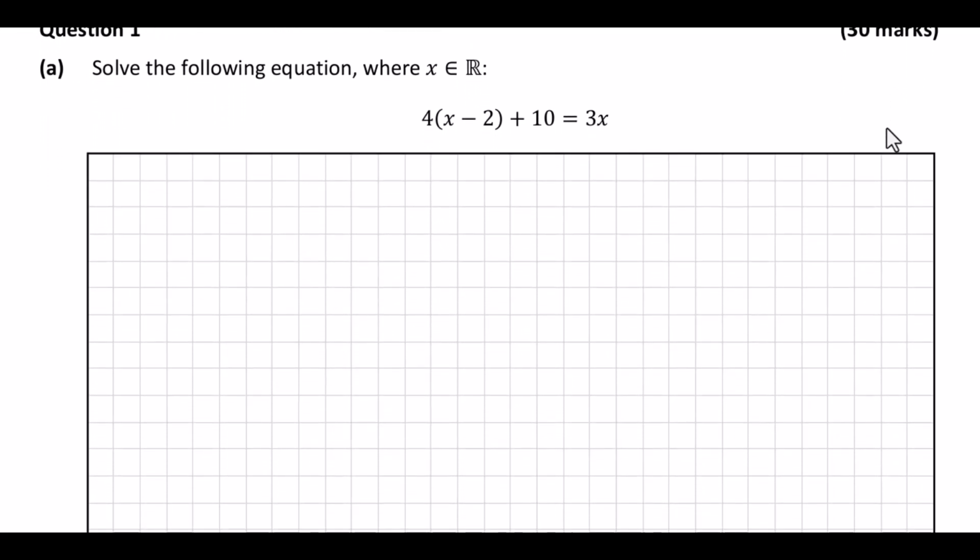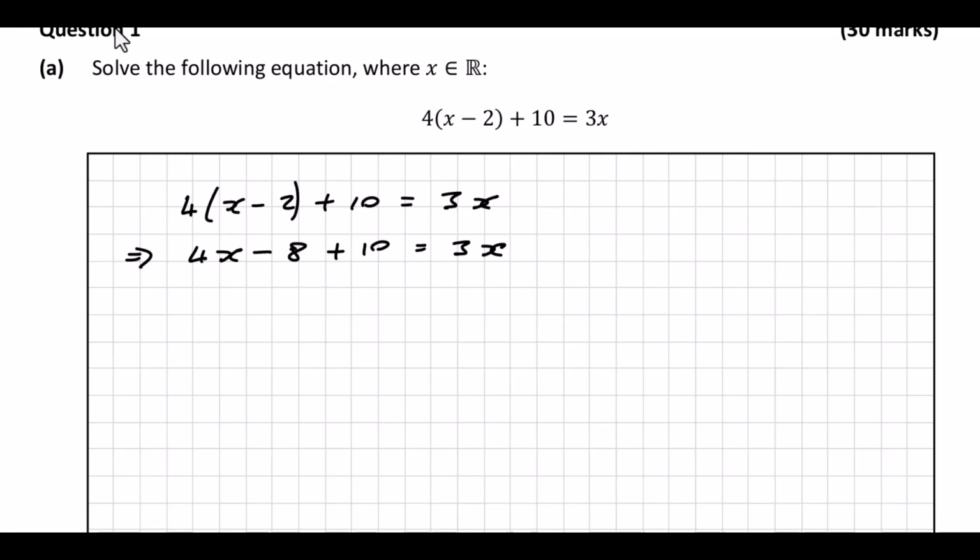So we are starting with 4 times x minus 2, plus 10, is equal to 3x. The first thing we're going to do here is multiply out the brackets. So that would be 4 times x, and then 4 times minus 2, which is minus 8. Add 10, and that's equal to 3x.